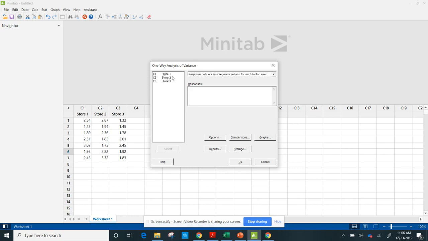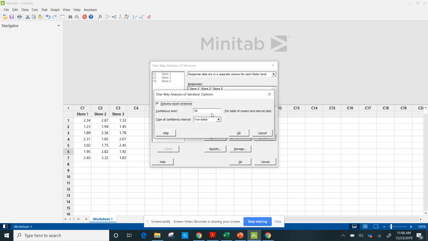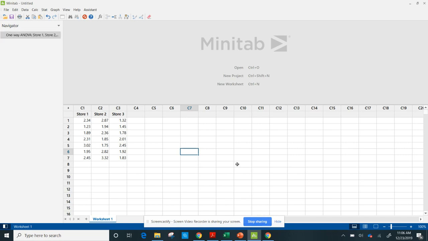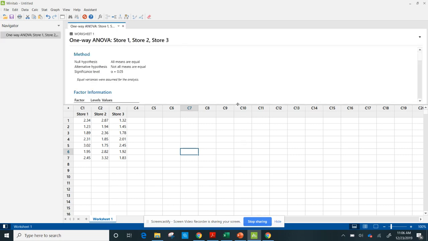So I click in the box and it brings up everything that's in my columns to this big box to the left. I click store 1, click on store 2, click on store 3. Options, remember, at a 5% level of significance, so the 95% is good. I will check assume equal variances, and the type of confidence interval is 2-sided. I hit OK, and I hit OK, and it's going to give me a lot of information.